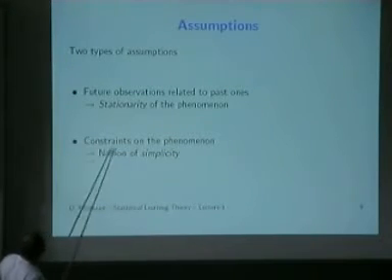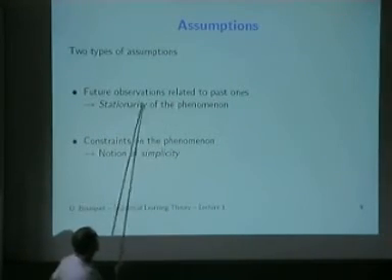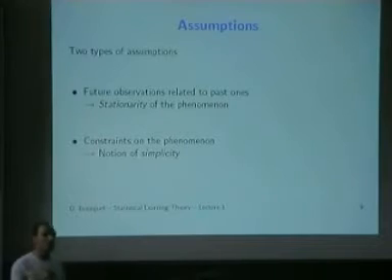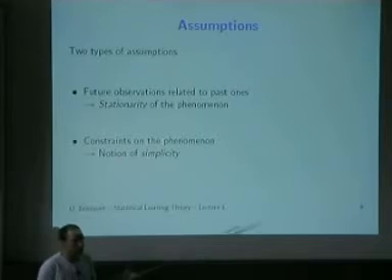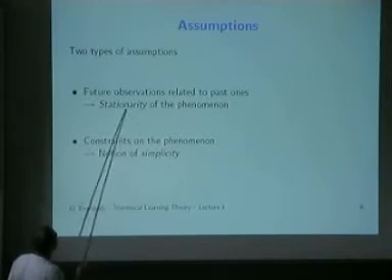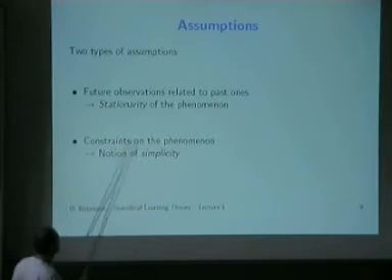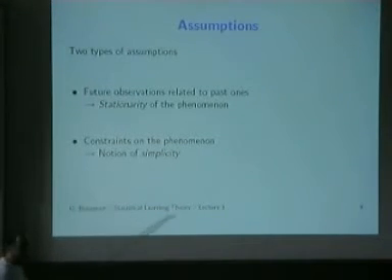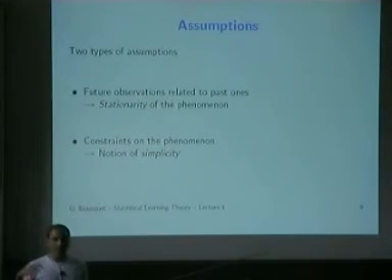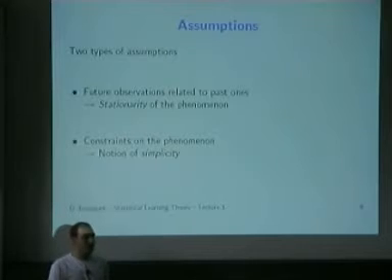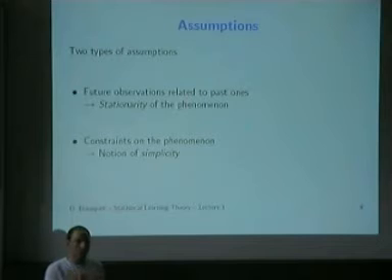Okay. So, as I said, we need to make some assumptions about how future observations are related to past ones. So we need to assume at least, say, that the laws of physics do not change from one day to the other. Otherwise, there is no hope, right? So we assume some kind of stationarity of the phenomenon, of the laws of nature. And also we need to constrain this phenomenon, and that's where the notion of simplicity comes in. In addition to the assumption that the laws of nature hold every day, we need to assume that they are simple also, or simple enough for us to grasp them from a finite number of observations.